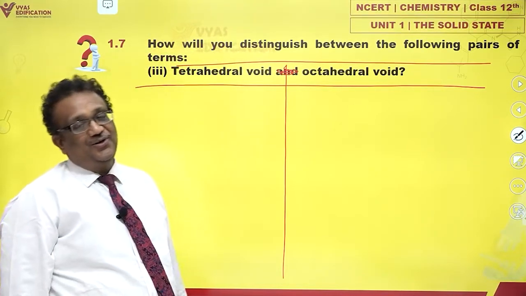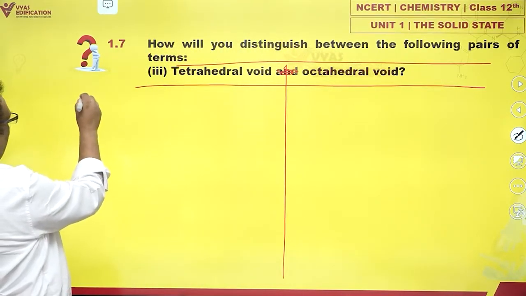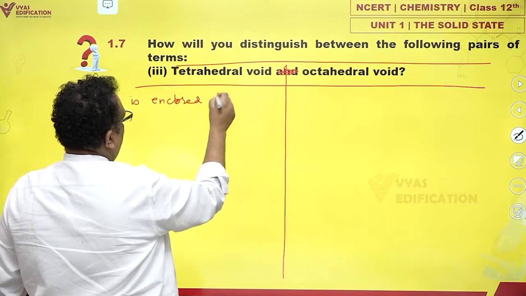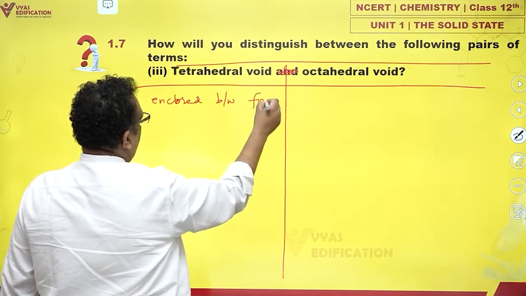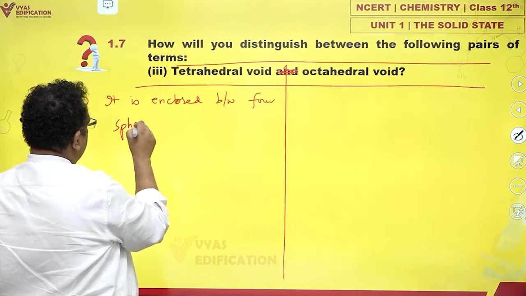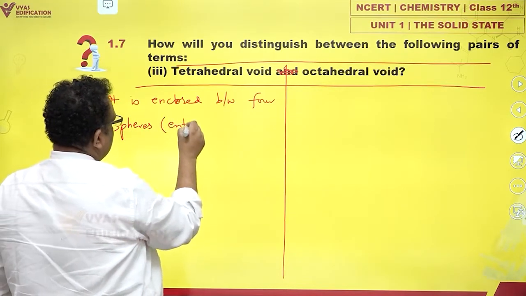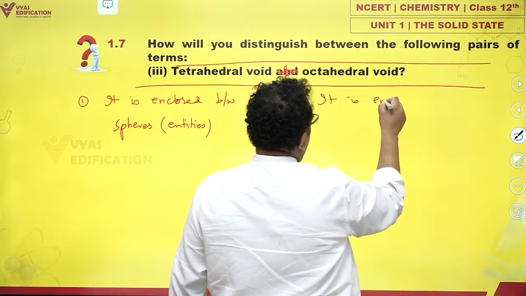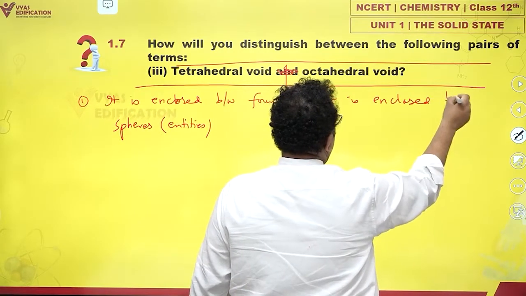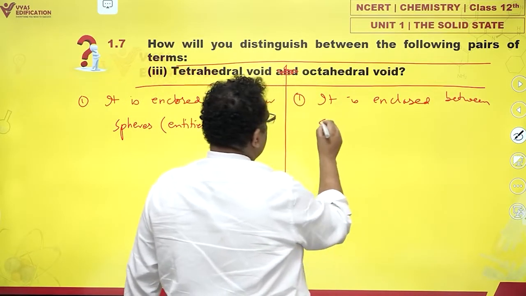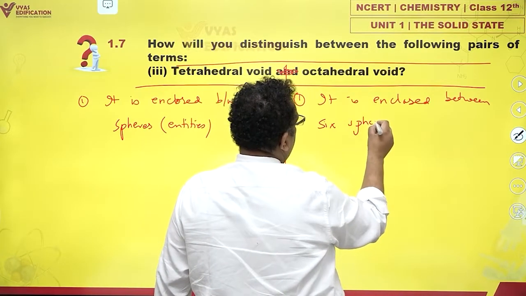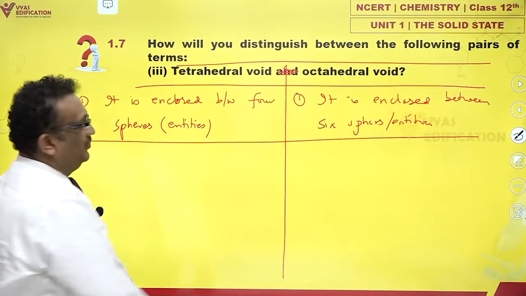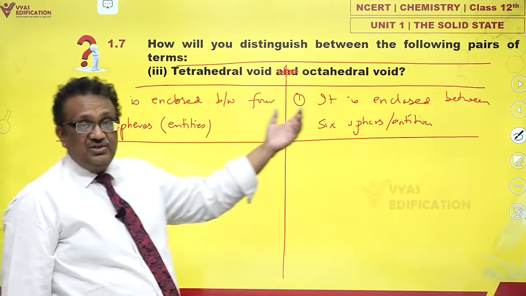Tetrahedral void and octahedral void. First of all, a tetrahedral void is enclosed between four spheres, entities, and an octahedral void is enclosed between six spheres, entities. Okay, this is just 4 and this is 6.